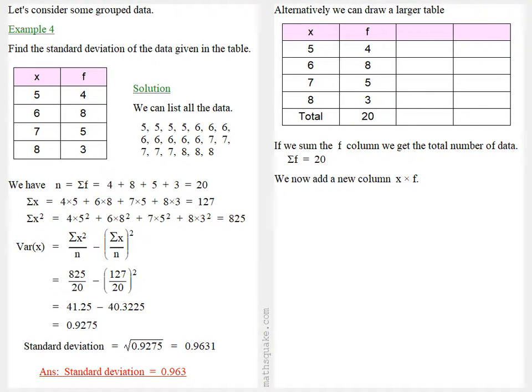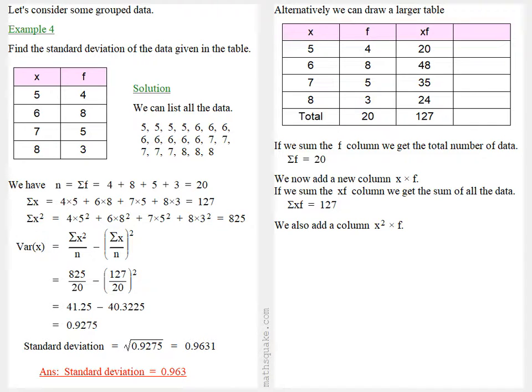Now we add an extra column, x times f, which is the value times its frequency. So that's 5 times 4, which is 20, 6 times 8, which is 48, 7 times 5, which is 35, and 8 times 3, which is 24. Now if we add the numbers in that column, that's 127, which is the sum of all the data.